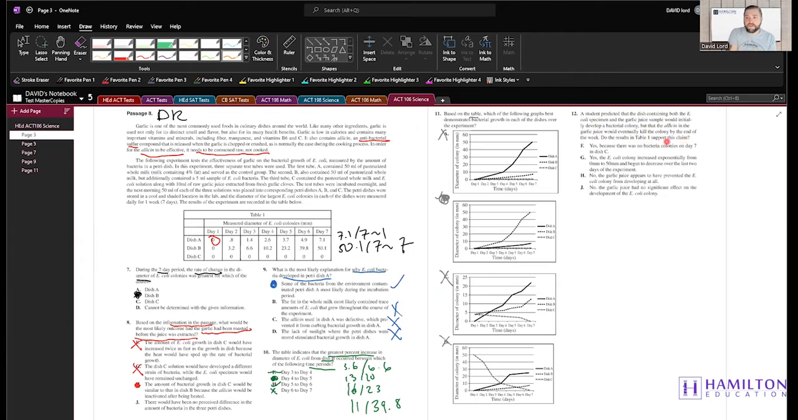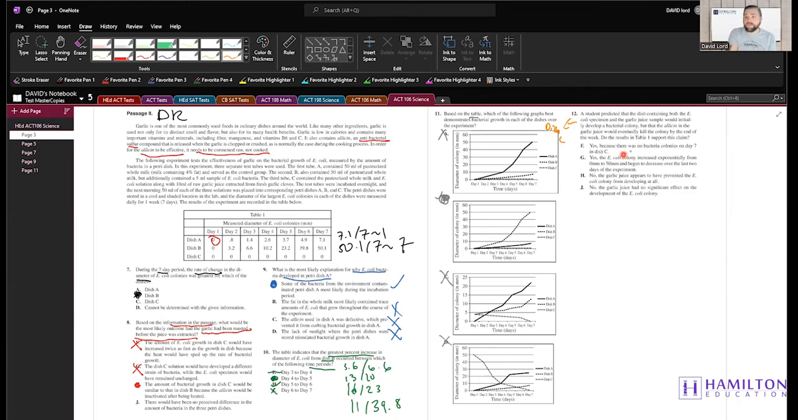Okay, so this is code to say look at dish C, because that was the only one that had allicin and the bacteria at the beginning. So let's look at dish C. In day 1, it didn't have any growth. In day 2, it didn't have any growth. So it kind of looks to me like the allicin killed the bacteria colonies right in the beginning. So let's look at F. Yes, because there's no bacteria colonies on the day 7 dish.